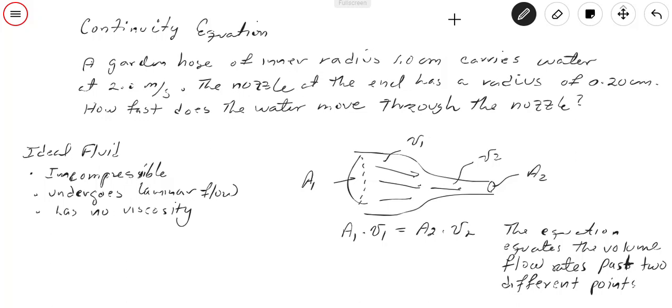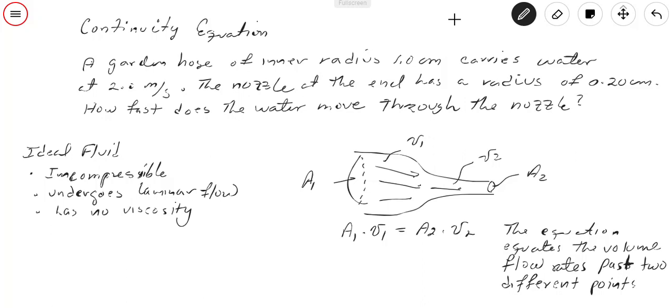Hi students, let us solve this problem about the continuity equation. In this problem we have a garden hose of inner radius 1 centimeter that carries water at 2.0 meters per second. The nozzle at the end has a radius of 0.20 centimeters. So the question is, how fast does the water move through the nozzle?